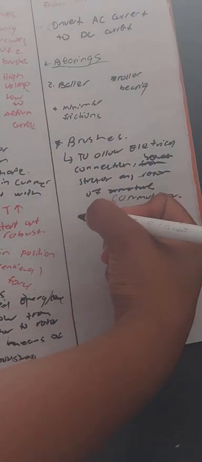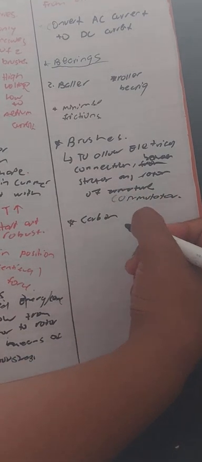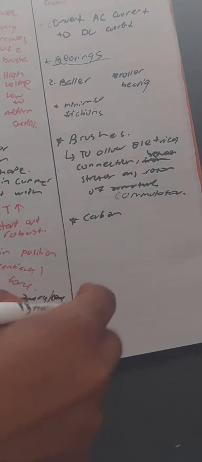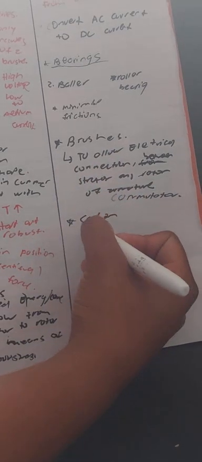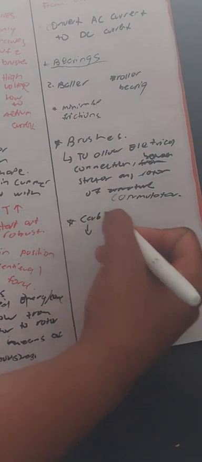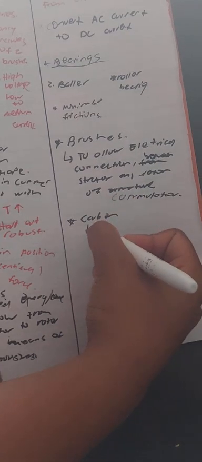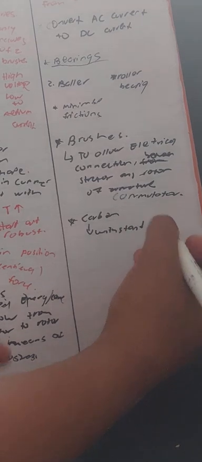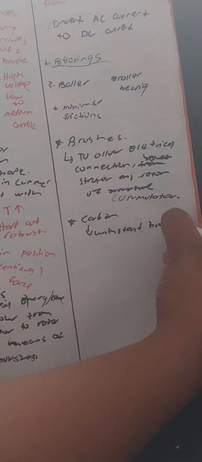And then we have different types of brushes. Okay, guys, we have carbon brush, which is popularly used or mostly used. They mostly use carbon. Why do they use carbon? Carbon is very weak when it comes to providing electricity, but it can withstand high temperatures.